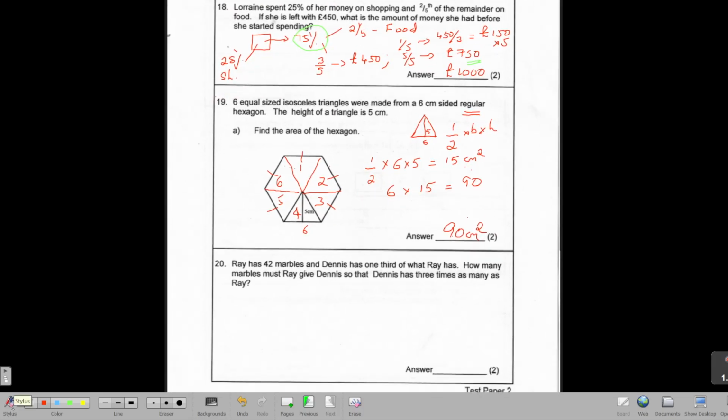Ray has 42 marbles and Dennis has 1/3 of what Ray has. How many marbles must Ray give to Dennis so that Dennis has 3 times as many as Ray? So Ray, that is Dennis. Ray has 42, Dennis has 1/3. So 1/3 of 42. 3 will go into 42 14 times. How many marbles altogether? That's 56.